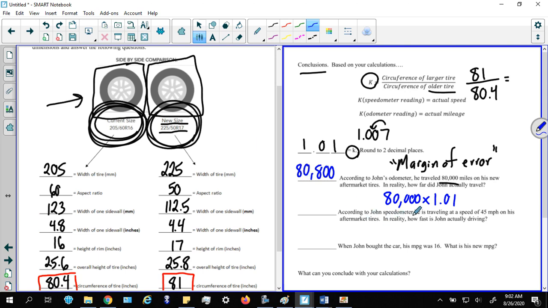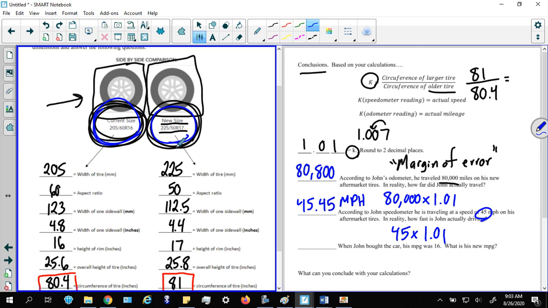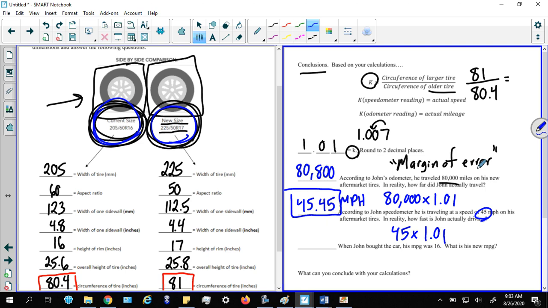Now, according to John's speedometer, he thinks he's driving 45 miles per hour. Again, the car thinks it's still on its regular factory tires and it thinks it's going 45 miles per hour. Let's see how fast you're actually going. We multiply it by K. So 45 times 1.01, and you're driving 45.45 miles per hour. That's not really much of a change. In fact, the difference between the regular tire and the new tire is not much, so you're not going to see a huge change here. But if we were using much bigger tires, you would see a difference.